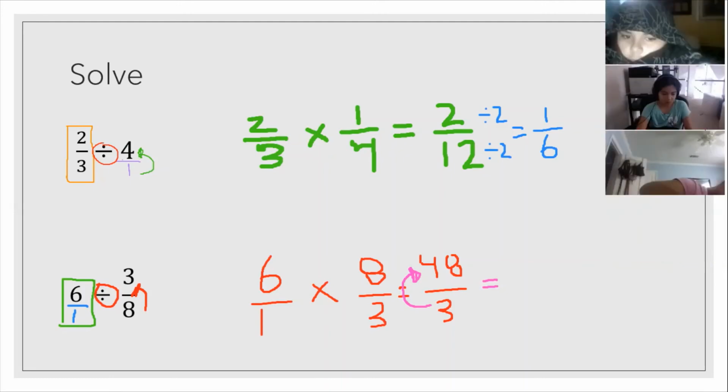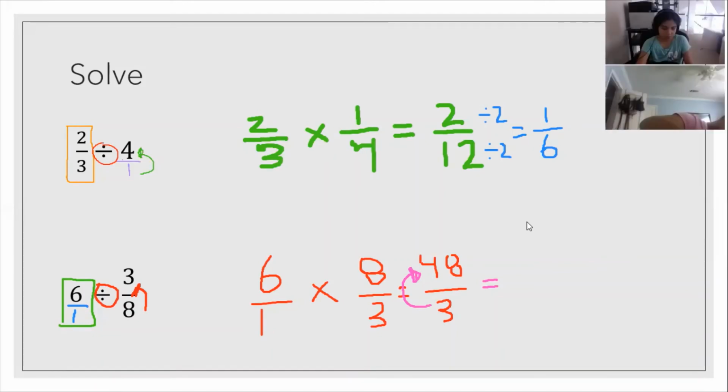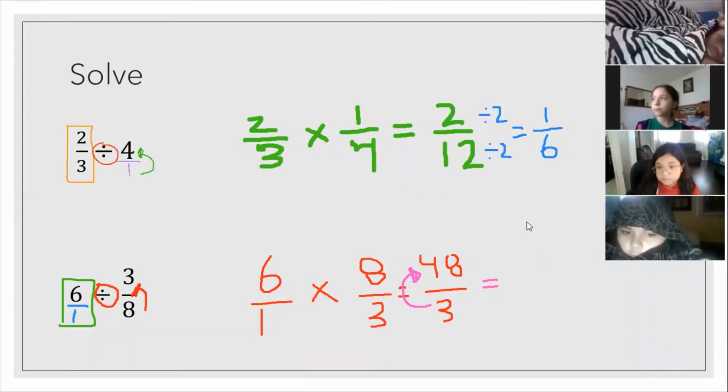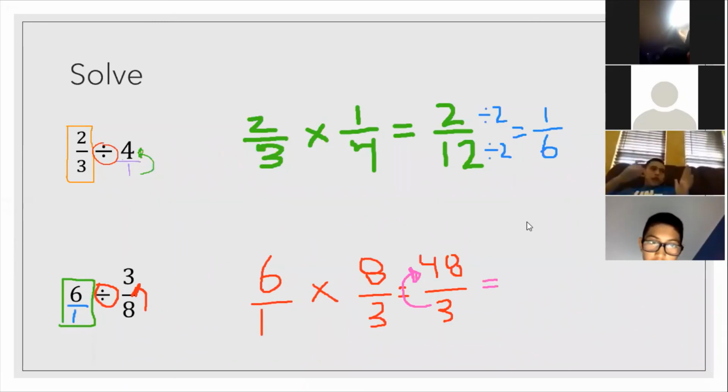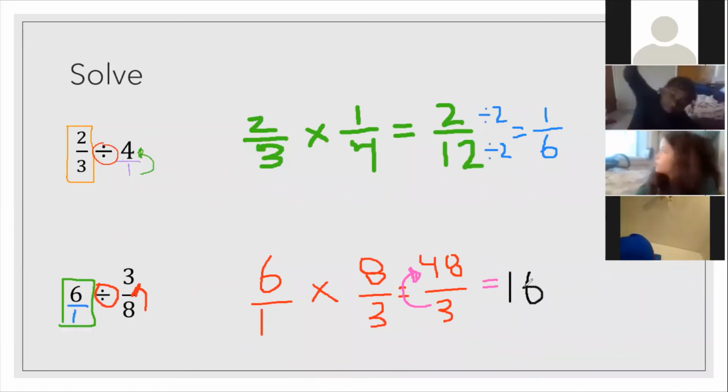Willie, since you want to take a risk, count by 3s till you get to 48 out loud for everyone, please. Because they need to hear it. Okay. 3, 6, 9, 12, 15, 18, 21, 24, 27, 30, 33, 36, 39, 42, 45, 48. Cool. So Willie got 16. Did you all agree with him? Willie, I do appreciate it. Great job. Thank you.